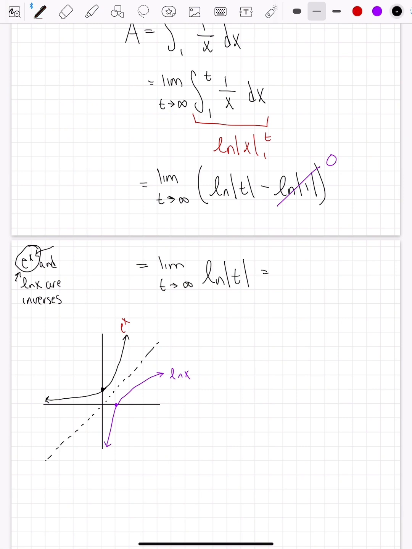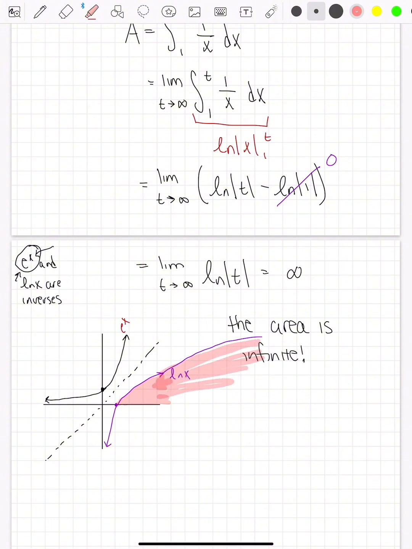Right, so when I'm thinking about this limit, as ln goes further and further along towards infinity, it's increasing. So that's going to go off to infinity. So this is actually infinite. That tells us that the area is infinite, right? And we can see that from the graph as well, because the area that we're considering is this area under here. But since ln is going to keep on growing and growing, that area also is going to keep on growing. So that area is infinite.